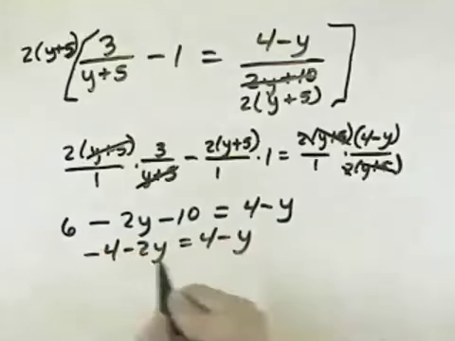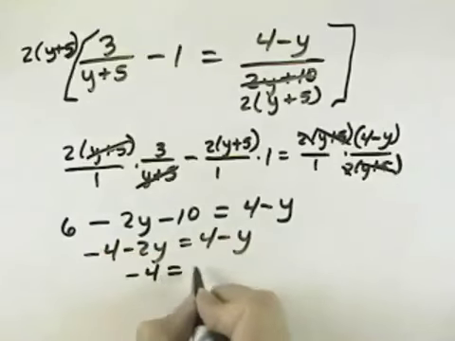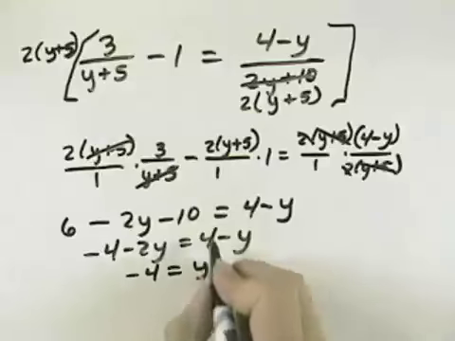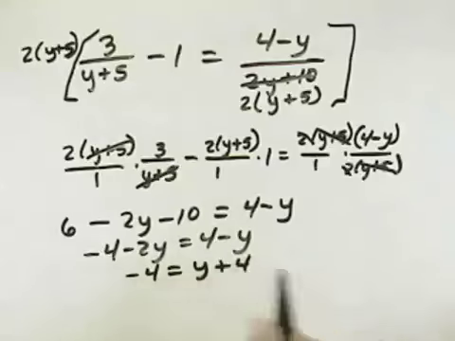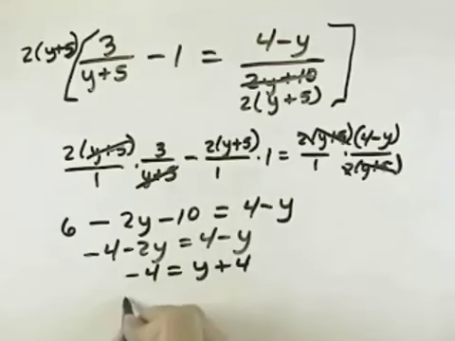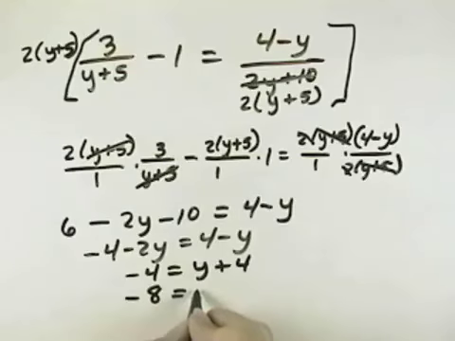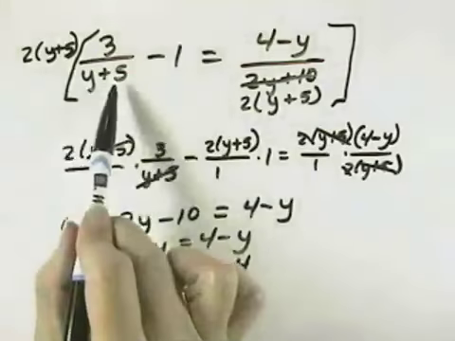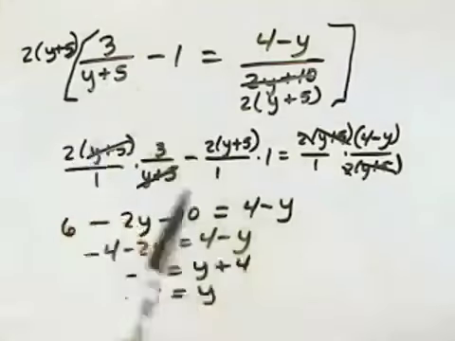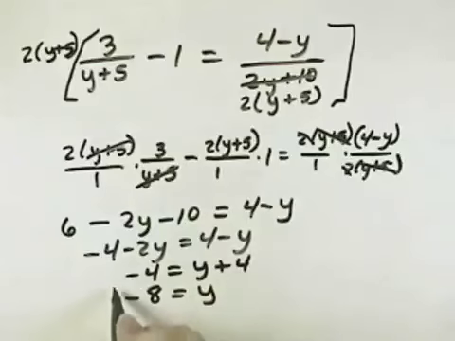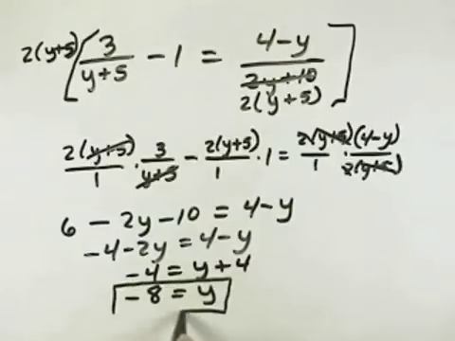If I add 2y to both sides, I get negative 4 equals y, plus the 4 that was already there. So adding 2y to both sides. And so then subtracting the 4, I get negative 8 equals y. And I want to double check and make sure a negative 8 plus 5 doesn't equal 0. So it's not an undefined point. Therefore, if it's not an undefined point, then it is the solution. So y equals negative 8 is our solution.